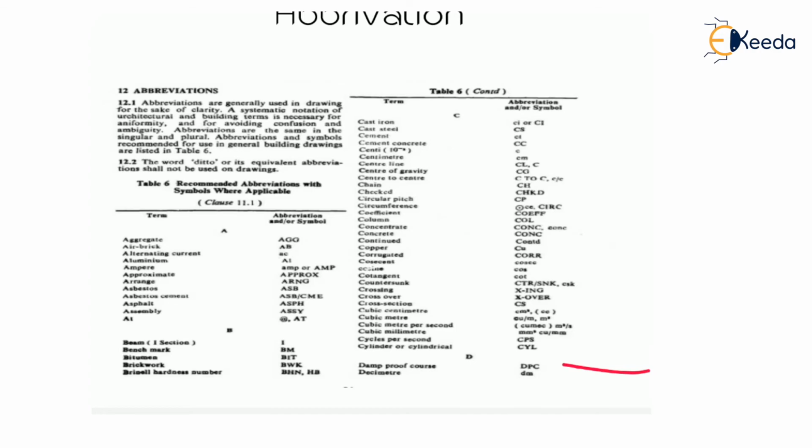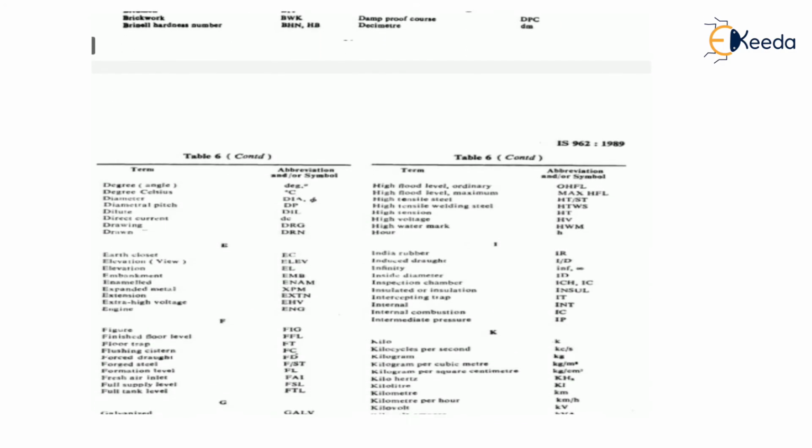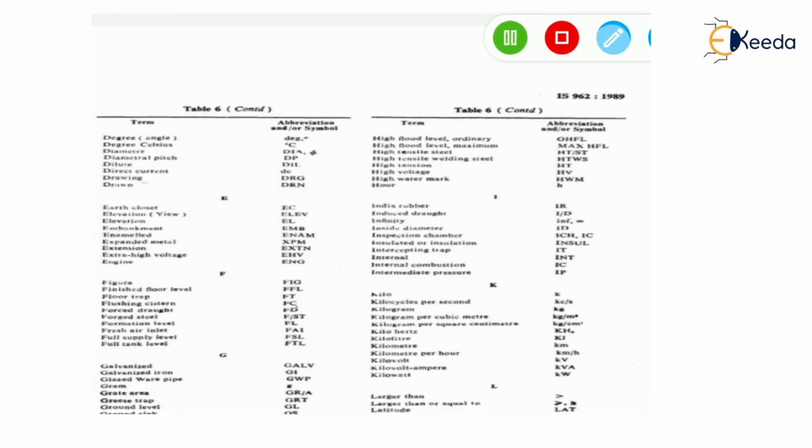Likewise, there is the word brickwork. Brickwork is the term, and the abbreviation for brickwork is BWK. You can see over here. Those are the abbreviations of terms which are mostly used in drawing and the engineering world. Same way, there are a few more words. Degree is the term, and the abbreviation for degree is DEG. Then earth closet, EC. Likewise, all are abbreviations which are mostly used in a drawing.